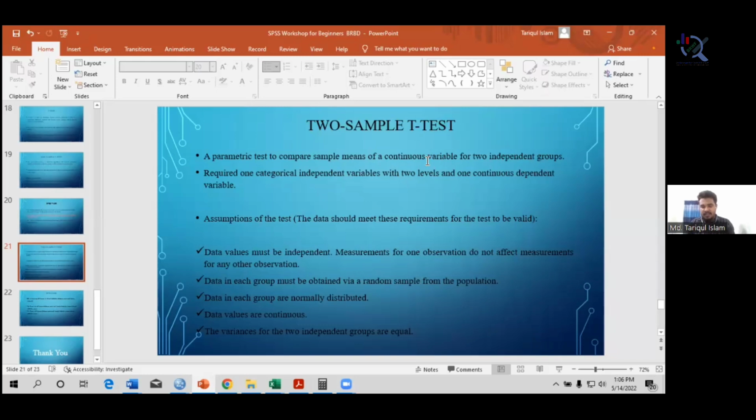For example, if I want to find out whether there are any differences in internet usage frequency between Bangladeshi males and females, as I have collected data from Bangladesh. On the same data, I am just trying to find out whether there are any differences between males and females in terms of using the internet.